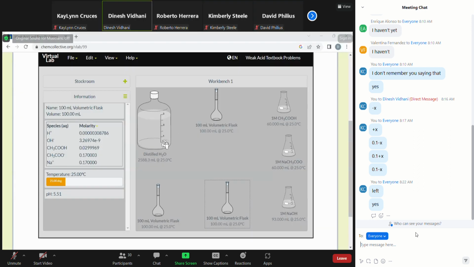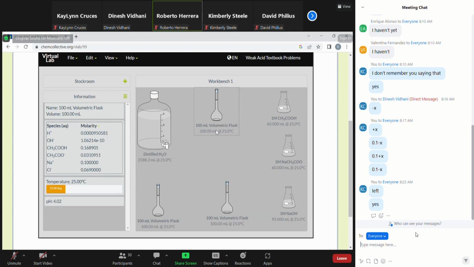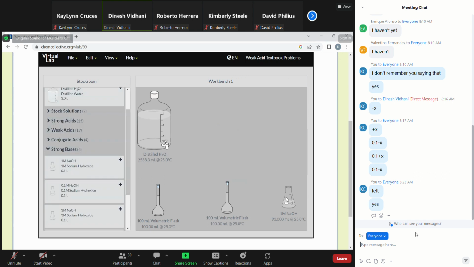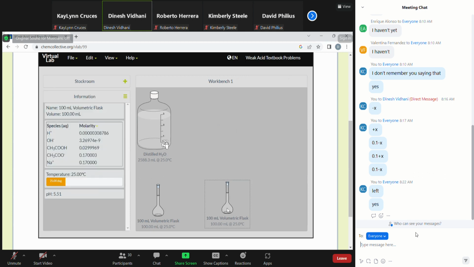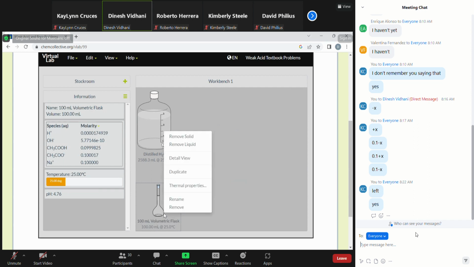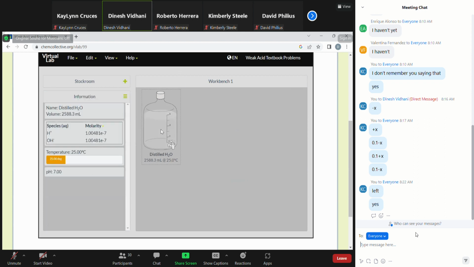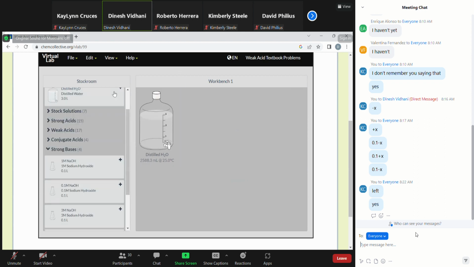Guys, all of you can see my simulation? Yes, Professor. Okay. So here's what I'm going to do. I'm going to take out all this, and we will do this experiment, which I was planning to do at the end, since that one is still not opening up. Okay, so the next thing that we are going to do is acid-base titration.